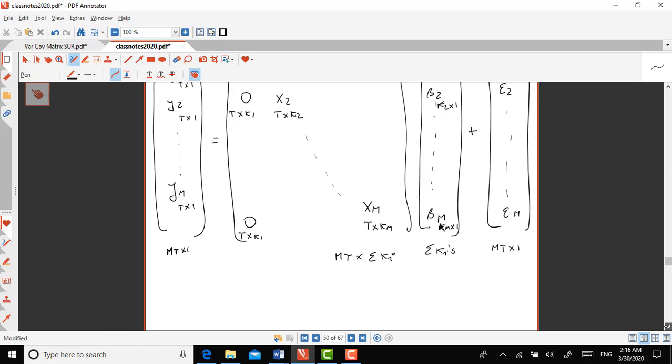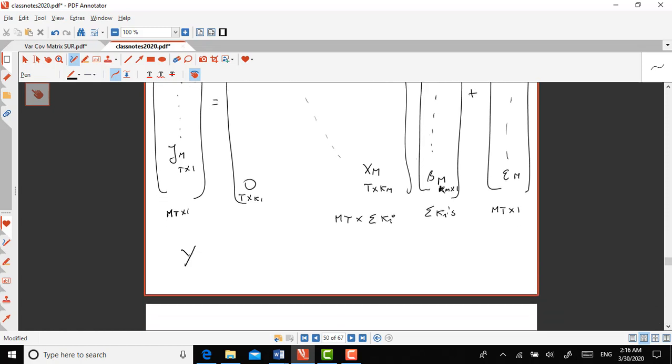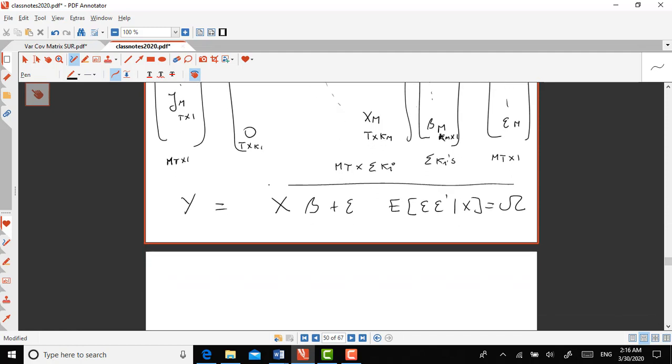Okay, so in matrix form we can write this as y equals X beta plus error term, and we know the structure of the variance covariance matrix of these errors, which we can call omega. So when we write it this way, this is just a generalized linear regression model. Then the dimensions are going to be mT times mT.